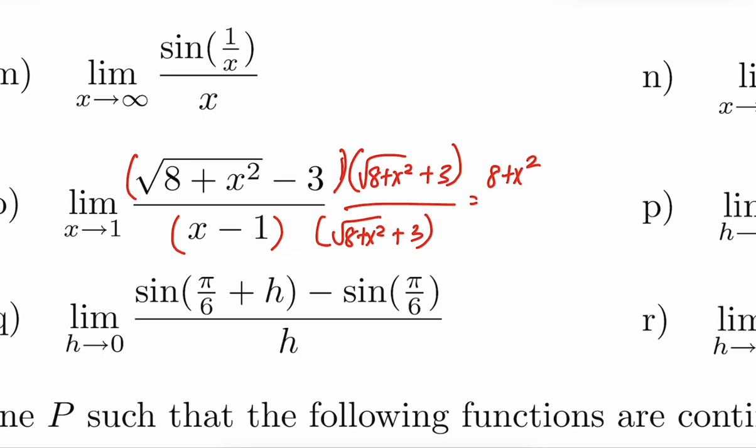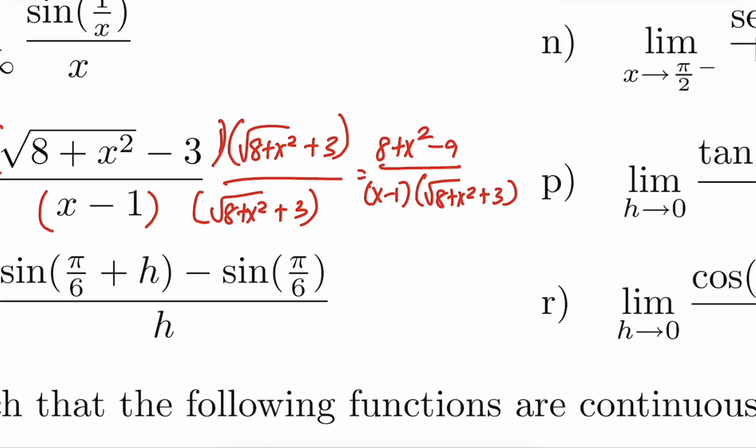If I square 3, I get 9, so it's just minus 9. And then here, just leave it alone. If it is not a conjugate, whether that happens on top or bottom, leave it alone. Okay. Now, on top here, this is x squared minus 1, which is x plus 1 times x minus 1, which means I can cancel out the thing that caused the issue.